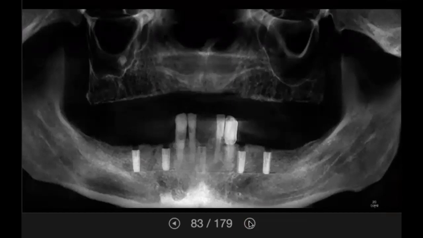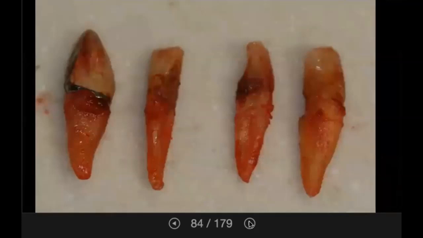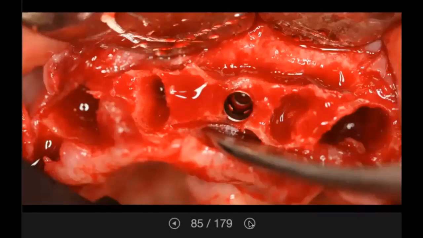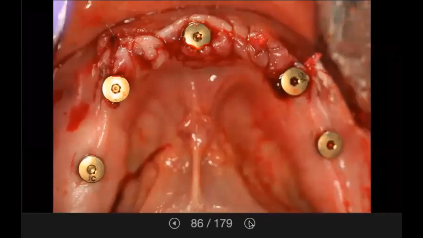The remaining mandibular teeth are extracted atraumatically. A full thickness mucoperiosteal tissue flap is created and planned alveoplasty is performed based on the implant platform locations. Grafting will not be performed to the tooth extraction sites. Stock healing abutments are placed and the mucoperiosteal tissue flap is closed.